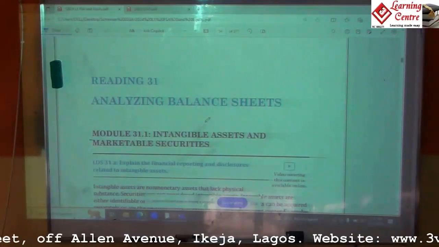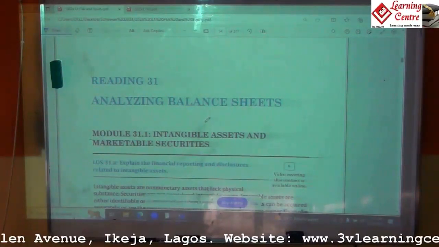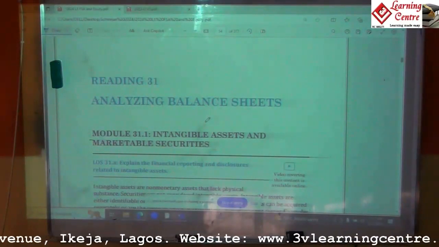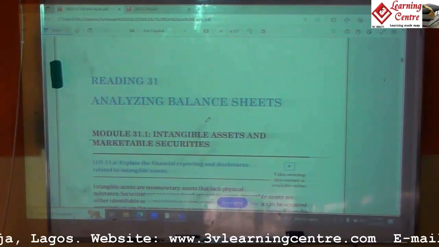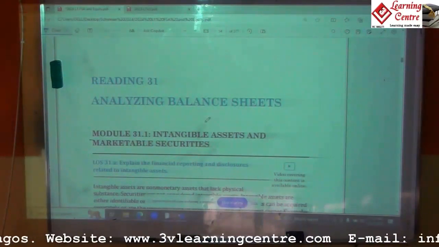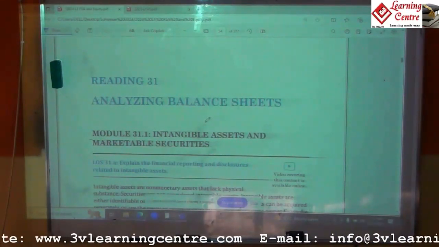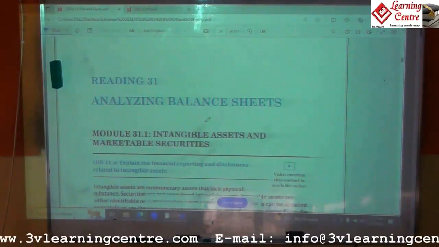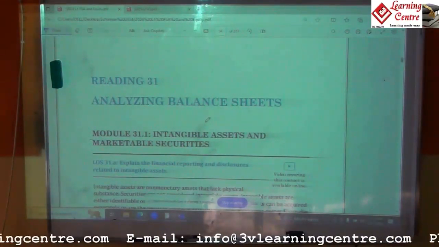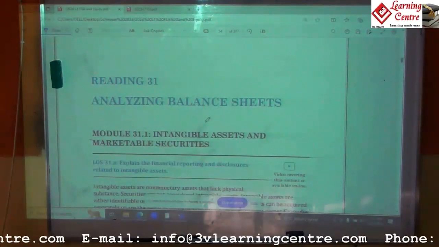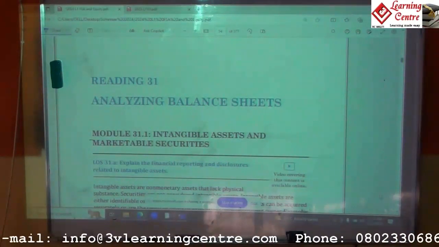So let's go. The first one is intangible assets. So how do you go about it? What are intangible assets? Who wants to help?